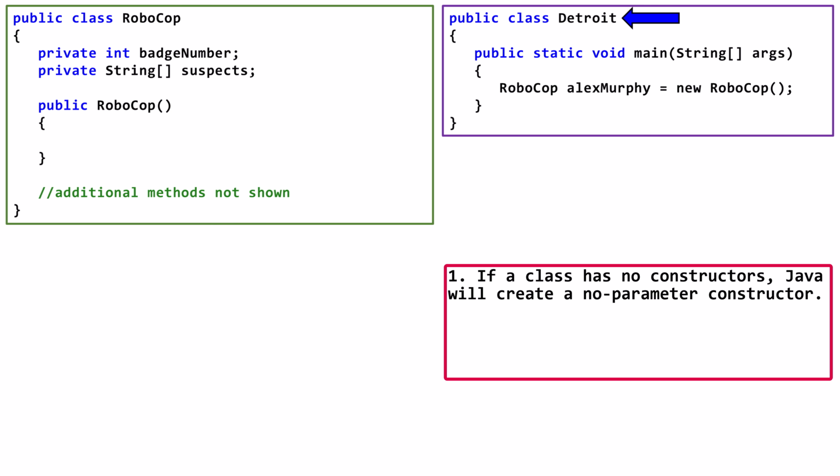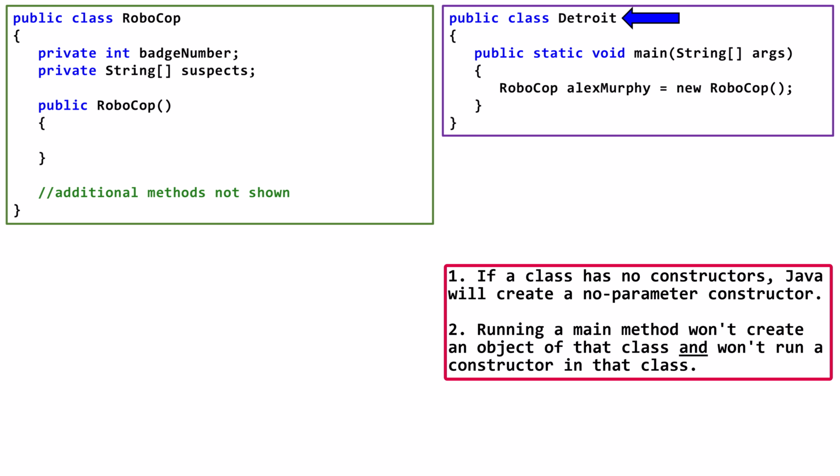Now, let's look at the Detroit class, which contains a main method. Detroit will also get a freebie constructor, but in this case, we don't really need to think about it. Running the main method in Detroit won't create a Detroit object. Since we aren't creating a Detroit object, no constructor in the Detroit class is ever called. Frequently, we don't create objects from classes that contain main methods.